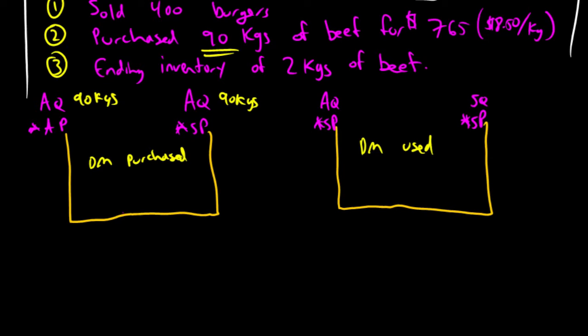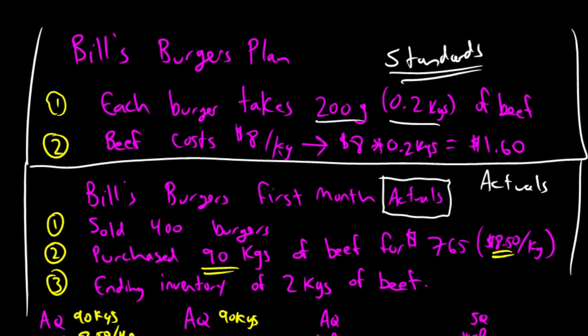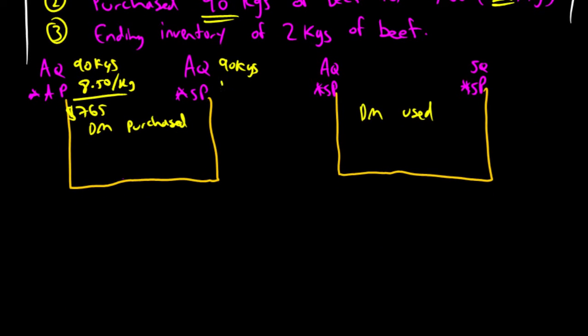Our actual price we paid was $8.50 per kilogram. So if I multiply them through, you'll find I paid $765 for my direct materials that I purchased. 90 kilograms is still my actual quantity for the right-hand prong. My standard price here, I got to go up to my standards. Bill said, oh, you know what? It should cost me $8 per kilogram. So my standard price is 8. So 90 times 8 is $720.